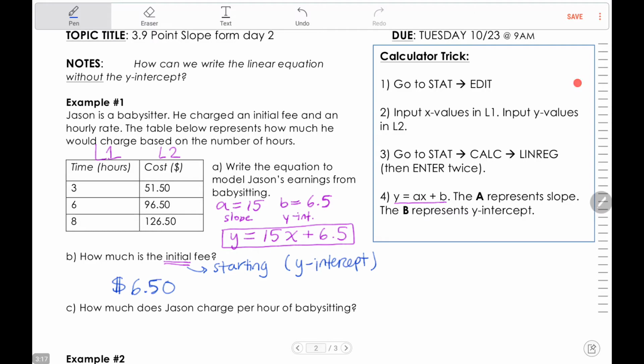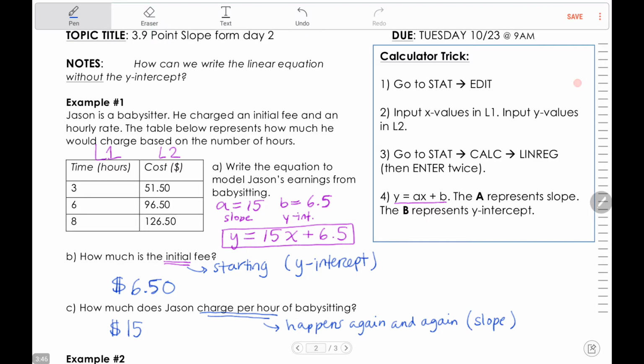Part C says, how much does Jason charge per hour of babysitting? So this is something that happens again and again. Every single hour he babysits. And what that refers to is the slope. So our slope was 15. So what he charges per hour is $15 per hour for babysitting.